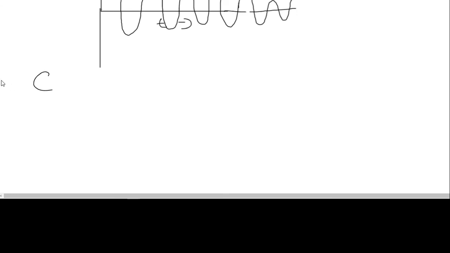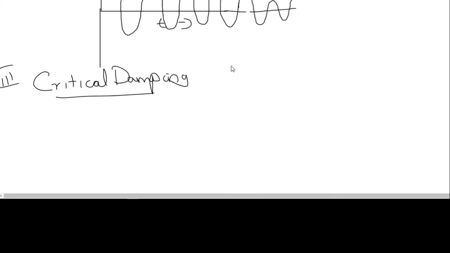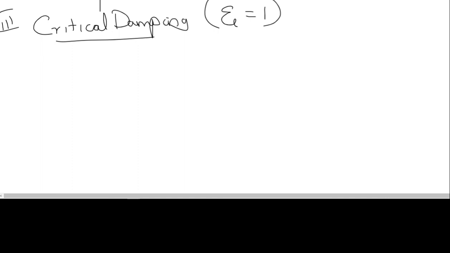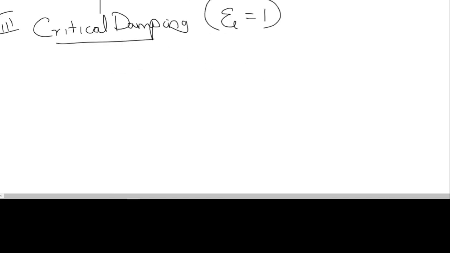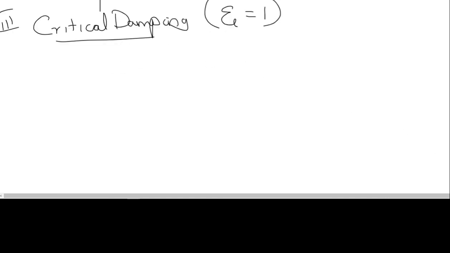And now we will see the third one, that is critical damping. In critical damping, epsilon will be equal to 1. Critical damping means damping is optimal. It is not more than needed, it is not less than required. So in critical damping, what happens is, you will not get a sinusoidal wave like thing.